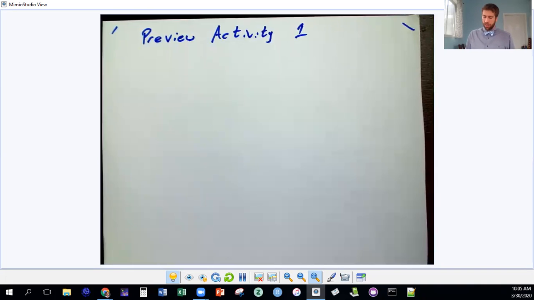So we're gonna do preview activity 1 first. You should have attempted this, but hopefully you didn't try too long on this. For this one, we're asked to find: if n is an odd integer, then n squared is an odd integer. We proved that earlier, and now we're being asked to show if n squared is odd, then n is odd.